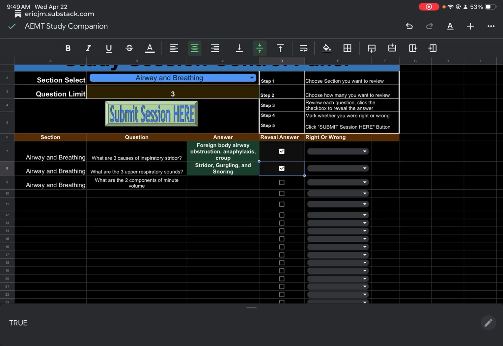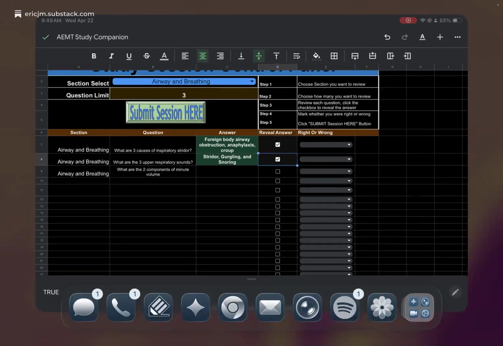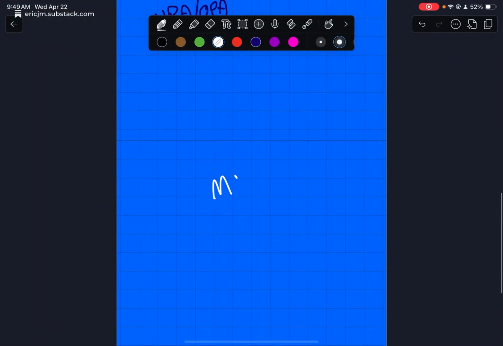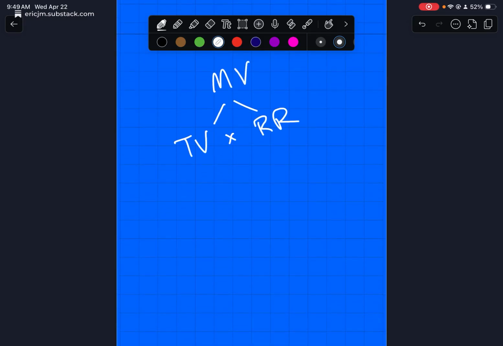Then the last question, what are the 2 components of minute volume? So minute volume, this is a nice little refresher, is a function of 2 things, tidal volume times respiratory rate. You don't necessarily need to know the math for it. You just need to know the underlying concept. Tidal volume is the amount of air that moves in and out during an inhalation and exhalation phase. And respiratory rate is just breaths per minute.